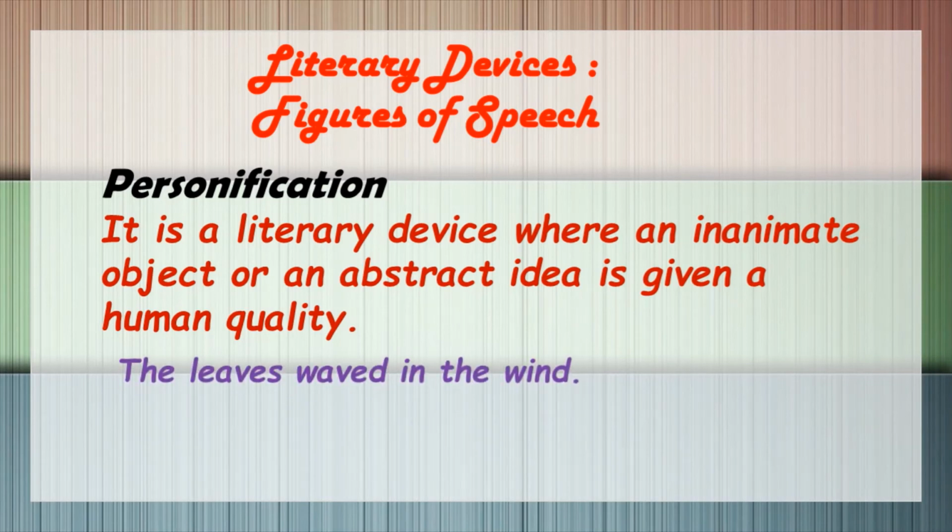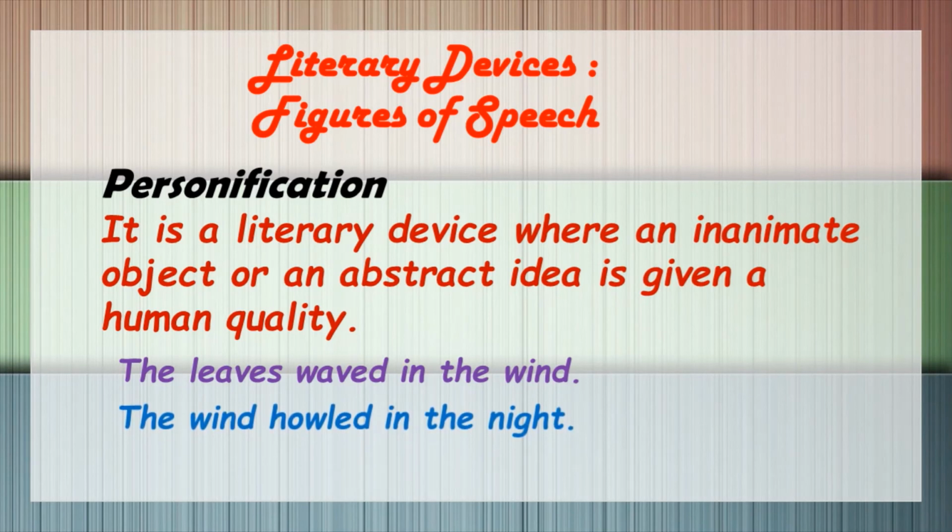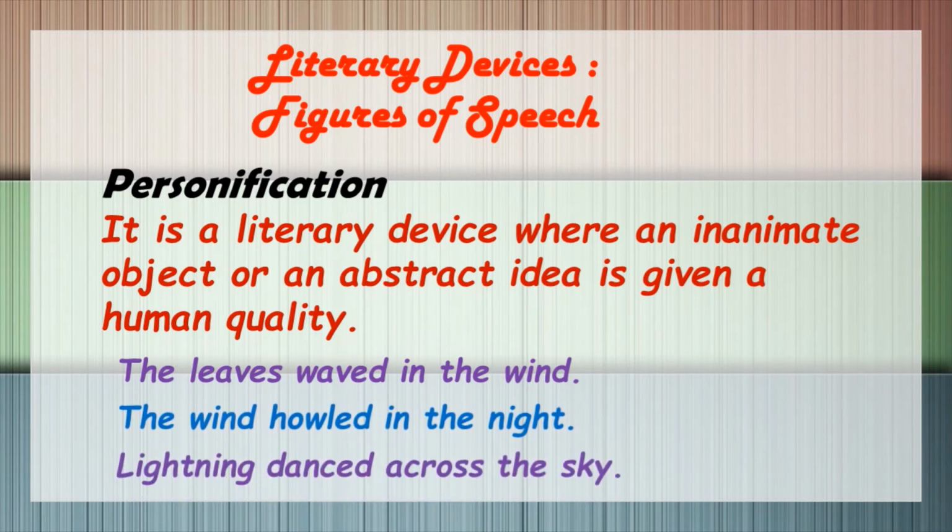Look at these examples. The leaves waved in the wind. The wind howled in the night. Lightning danced across the sky. In these examples, the inanimate objects like the leaves, the wind, and the lightning have been given the human quality of waving, howling, dancing, respectively.